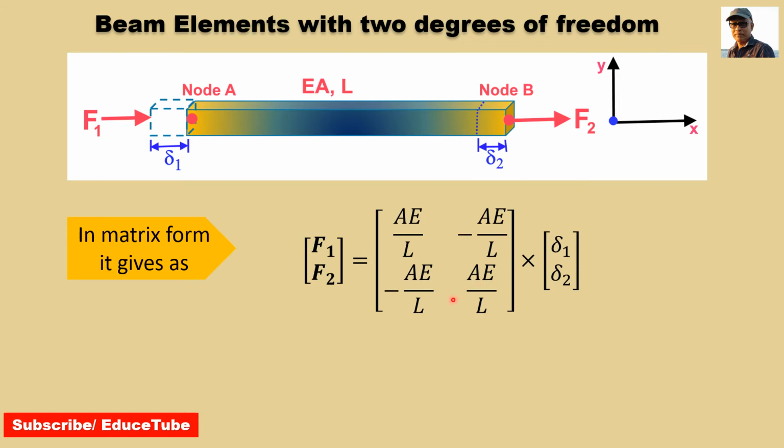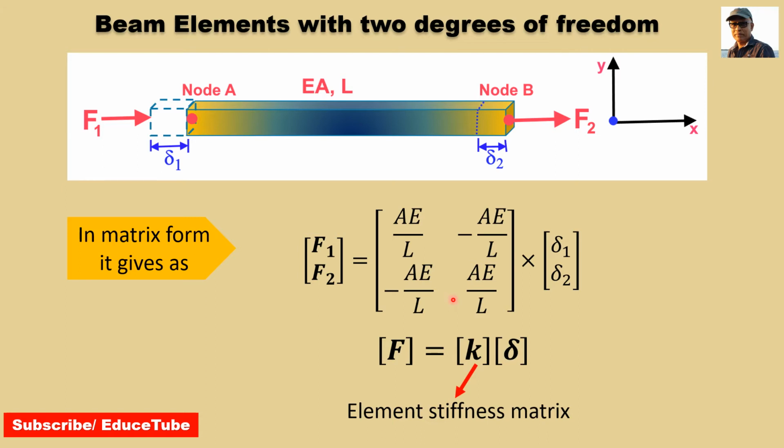Now we can write in short as this. If we consider this 2 by 2 matrix as K, and this is delta, this is force, so force vector, stiffness matrix, and the displacement vector, and we can call this the element stiffness matrix. So we are now clear with 2 degrees of freedom. Now let's move to handle 4 degrees of freedom.